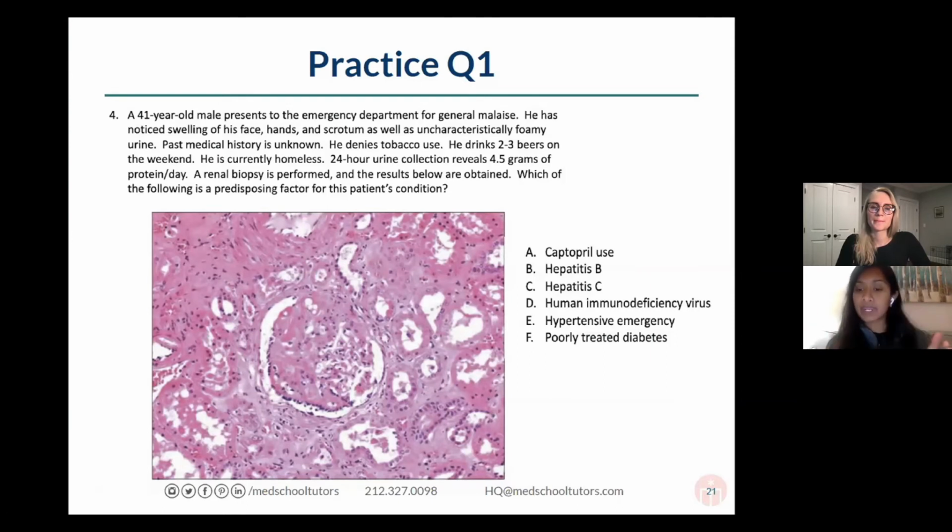Okay, so this is what I know. I know he has some type of nephrotic syndrome, right? I know that. The question is which nephrotic syndrome, right? There are a number of nephrotic syndromes that could be contributing. I will say he's a little bit young, right? So that's one thing I'm keeping in the back of my head. He's also homeless. That's really the only other risk factor that I have based on everything here. And so now I have the histology to go off of.